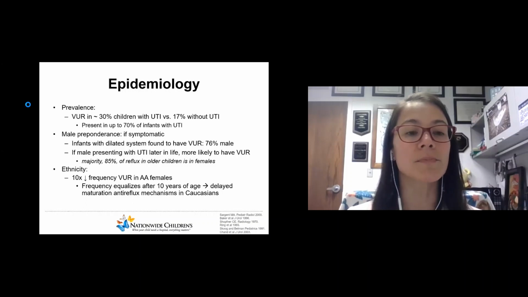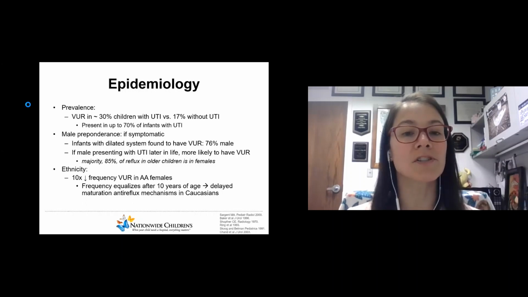There's also a racial predilection. So there's a 10 times decreased frequency of reflux in African American females as compared to Caucasians. Interestingly, this frequency equalizes after 10 years of age. And this is thought to demonstrate that there's really just a delayed maturation of the anti-reflux mechanism in Caucasians.